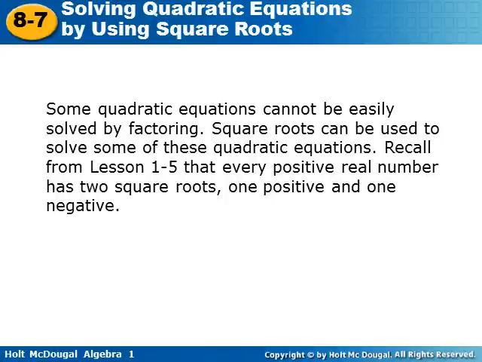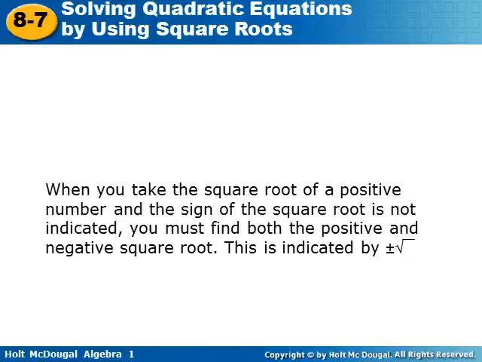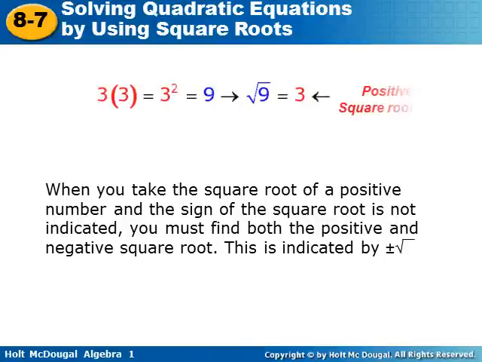Recall from lesson 1-5 that every positive real number has two square roots, one positive and one negative. When you take the square root of a positive number and the sign of the square root is not indicated, you must find both the positive and negative square root. This is indicated by plus or minus the square root.